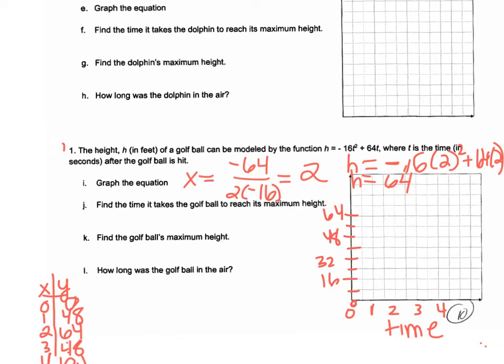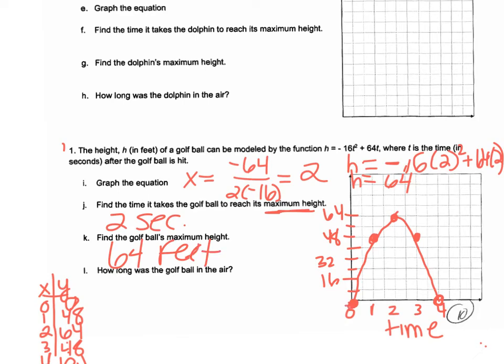So my point here is at 0, 0. 1 matches with 48. 2 matches with 64. 3 matches with 48. And 4 matches with 0. This is the path that the golf ball takes. For the time it reaches its maximum height: maximum always means vertex. So the vertex is after 2 seconds. The maximum height at 2 seconds is 64 feet. The ball was hit up into the air at 0 seconds and remained up in the air until it landed at 4. So it was in the air for a total of 4 seconds.